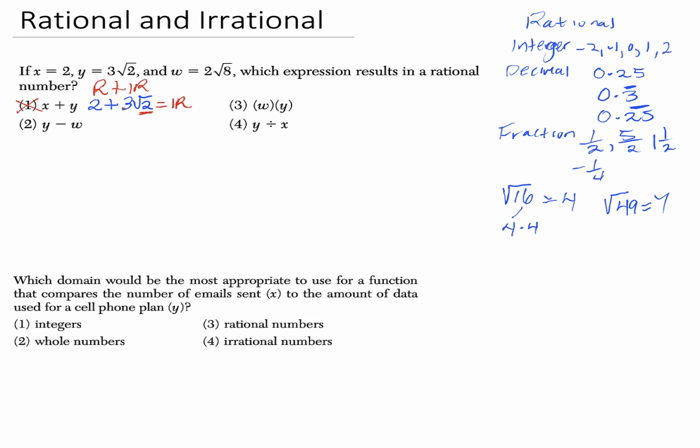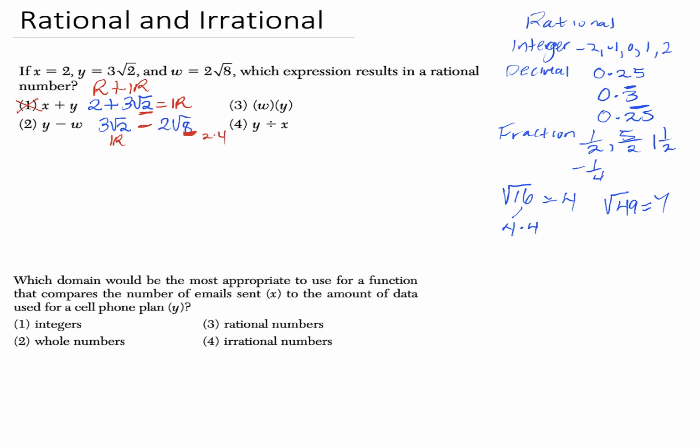All right, let's look at number 2. Number 2 says y, so we have y again. And we know that y is 3 square root 2, and we know that y is irrational. And now we're subtracting w, which is 2 square root 8. Now, focusing on that square root of 8, 8 is not perfect. The factors of 8 are 2 times 4, which are two different numbers.